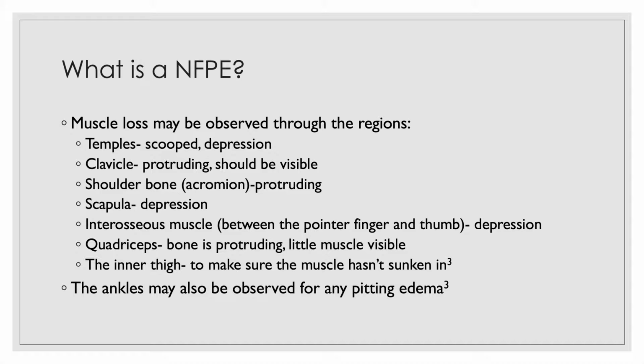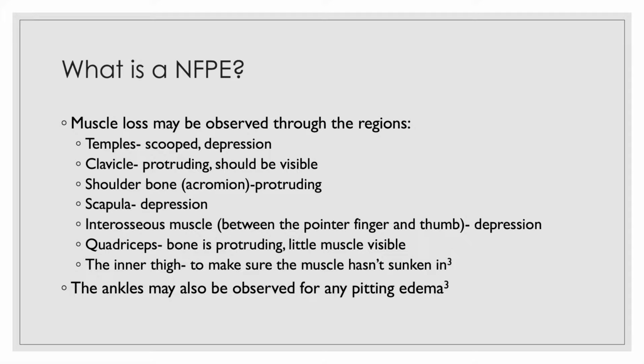It would be at the temples, and we would be looking for any scooping or depressions, as well as the clavicle. If the clavicle bone is protruding, then that is a sign of malnutrition. If the shoulder bone, or the acromion, is protruding as well, that is a sign of malnutrition because there is no muscle mass there, or little muscle mass. We would also take a look at the back, at the scapula, for any depressions between the scapula and the ribs. If so, that's also a sign of malnutrition.